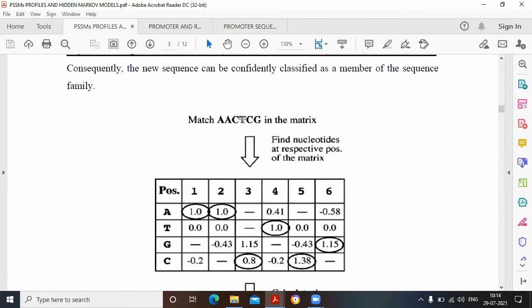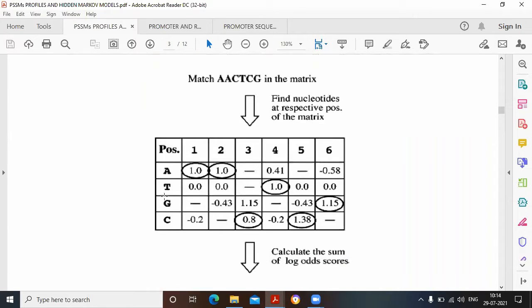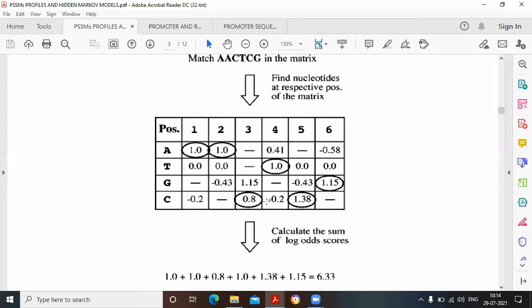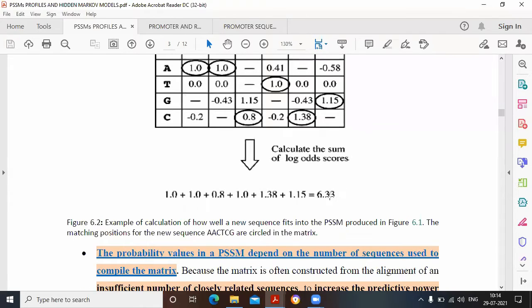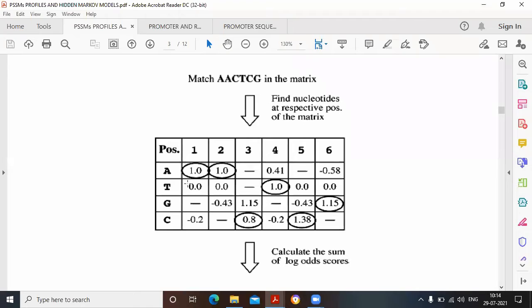Now this AACTCG, we need to compare. Suppose we put AACTCG here. With the first position A, definitely it will be 1.0. The second position is A, and as it has 1.0, definitely the score here will also be 1.0. Like that, we compare each alphabet, and finally whatever score we get, if the score is more than 6.33, then we consider that particular sequence a conserved sequence, and we can consider that the actual promoter element is most probably present.